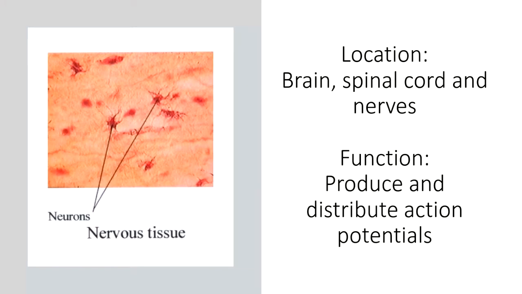Here's our last one, nervous tissue. When we look in here, we can see these spider-like neurons. So these are the only label that we might have. This is located anywhere in the nervous system: brain, spinal cord, nerves. And again, its function is to produce and distribute action potentials.